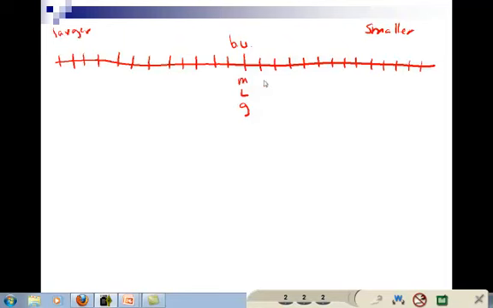Now deci is the first prefix I'll be looking at, then centi, then milli. We'll skip a couple and go to micro, skip a couple more and go to nano. Then on this side we'll skip a couple and go to kilo, skip a couple, go to mega, skip a couple and go to giga. Giga is 10 to the 9th, mega is 10 to the 6th, kilo is 10 to the 3rd. Each one of these lines represents a power of 10.